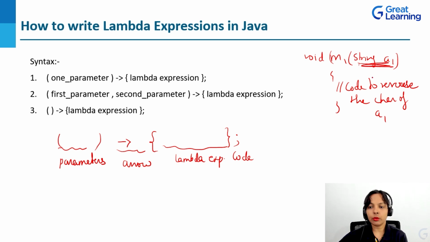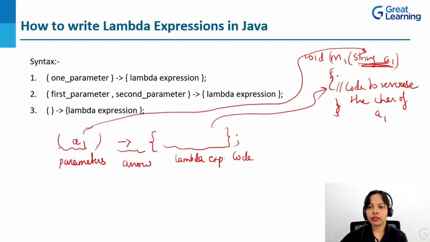So in this method code, only one parameter is being passed, that is a1, which is of type string, right? So just write a1 here in the round bracket. Then arrow symbol, and in the curly bracket you have to write this part. The first part represented the parameter to the method. Fine. So the code to reverse the characters of string a1 will be over here.